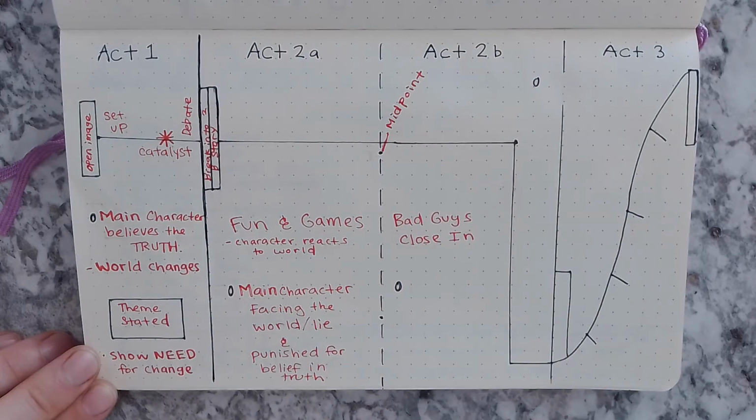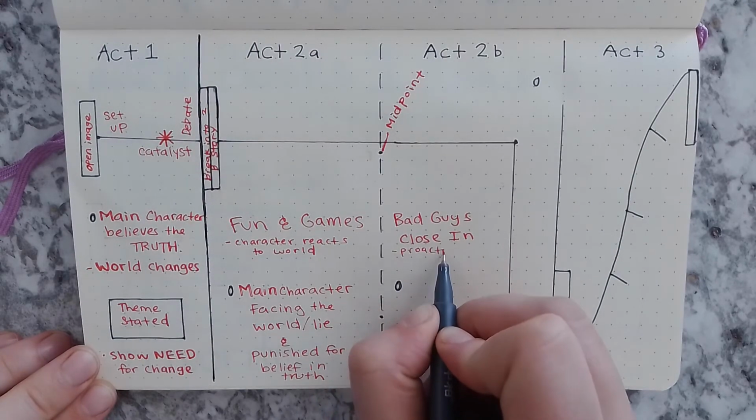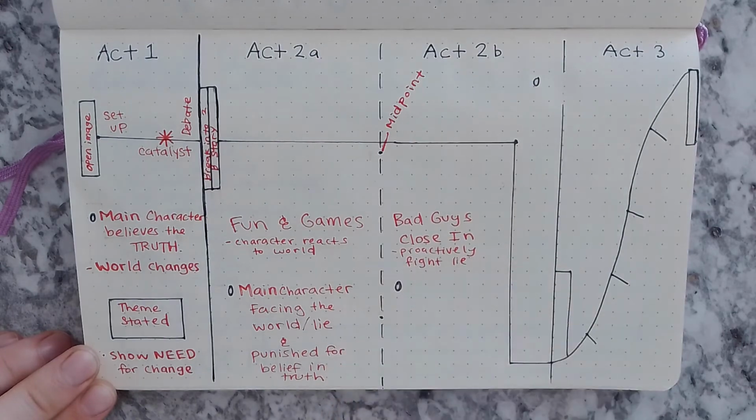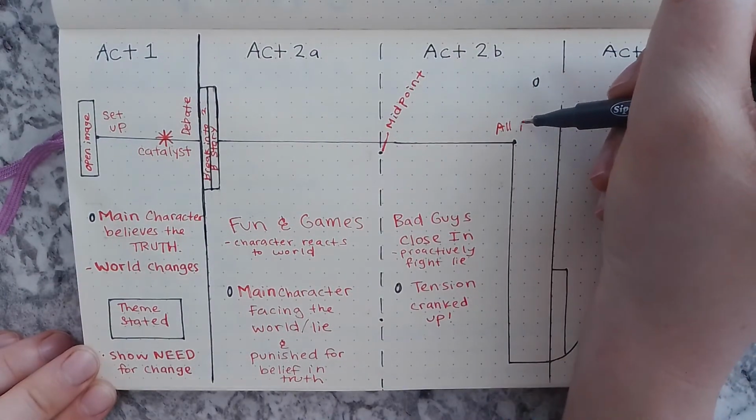Bad guys close in. By now, the tension should be escalating quickly. The main character should be feeling a lot of pressure from the conflicting views of the world around them. In the first half of this act, remember, they were reacting. Now, in the second half, they are much more proactively fighting against the system. All that tension leads to their All Is Lost, where our main character hits rock bottom.